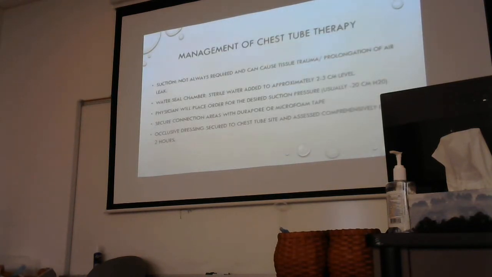The management of chest tube therapy. Suction is not always required and can actually cause tissue trauma and prolongation of an air leak. For the water seal chamber, sterile water is added to the approximately 2 to 3 centimeter line. It'll actually be labeled on that Atrium, and that's kind of what I'm going to reference. This is what I'm used to. The physician will place the order for the desired suction pressure, usually negative 20 centimeters H2O.